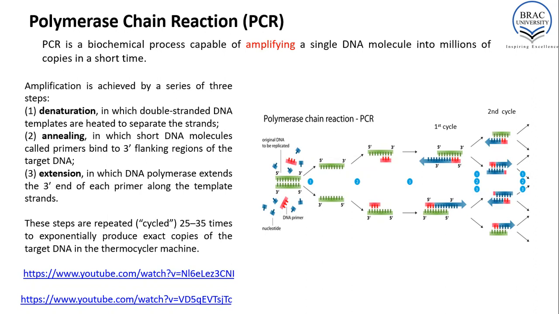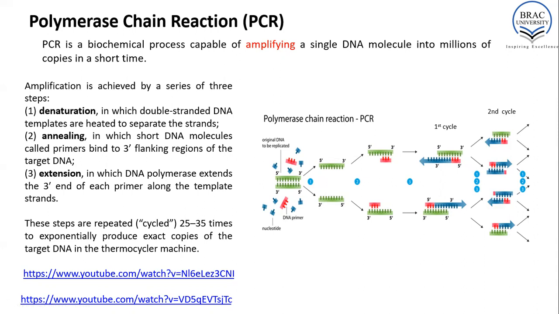Every cycle in the PCR consists of 3 steps. Firstly, the denaturation. The denaturation of the DNA template happens by heat, usually more than 90 °C.